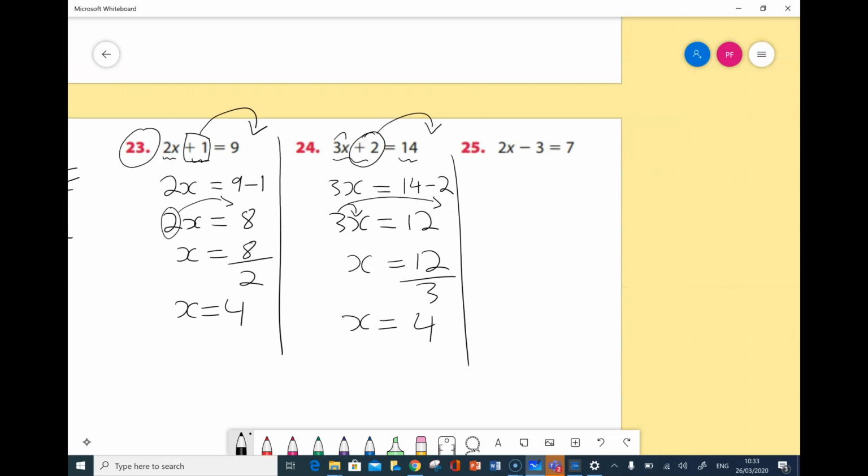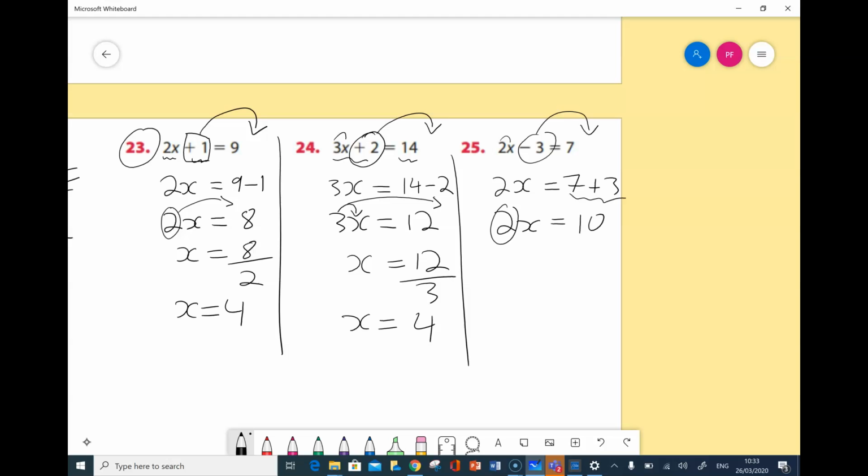2x minus 3 equals 7. Here we've got a 2 multiplying an x, and then we've got a 3, which is subtracting. So the first thing we get rid of is the constants. The constants are the numbers whose jobs are subtracting or adding. So the minus 3 comes over, and it changes from subtraction to addition. 7 plus 3. So 2x, tidying up, 7 plus 3 is 10.